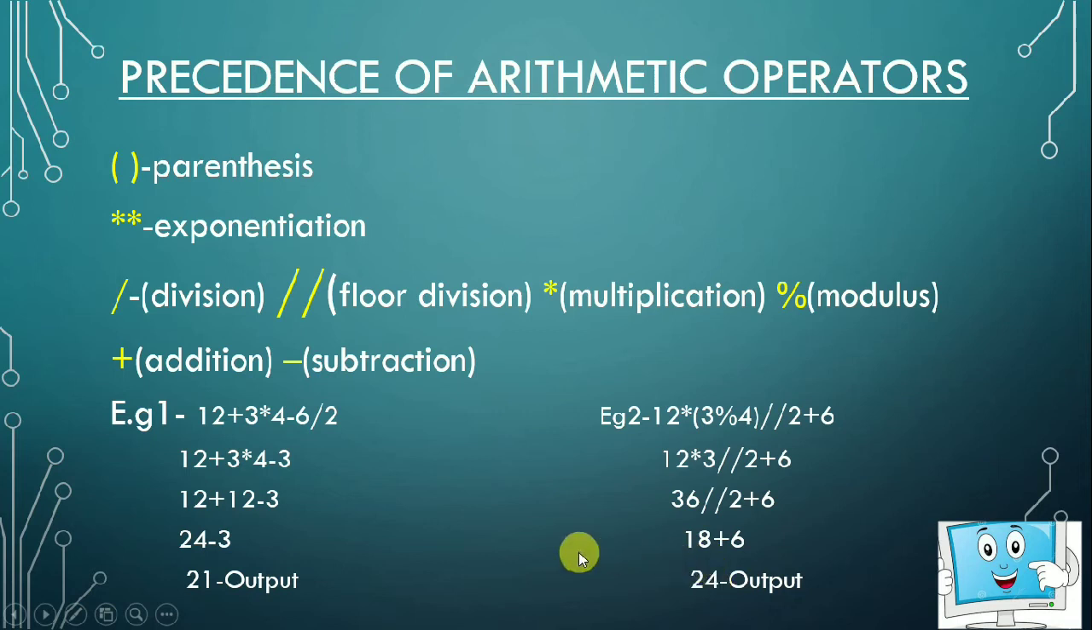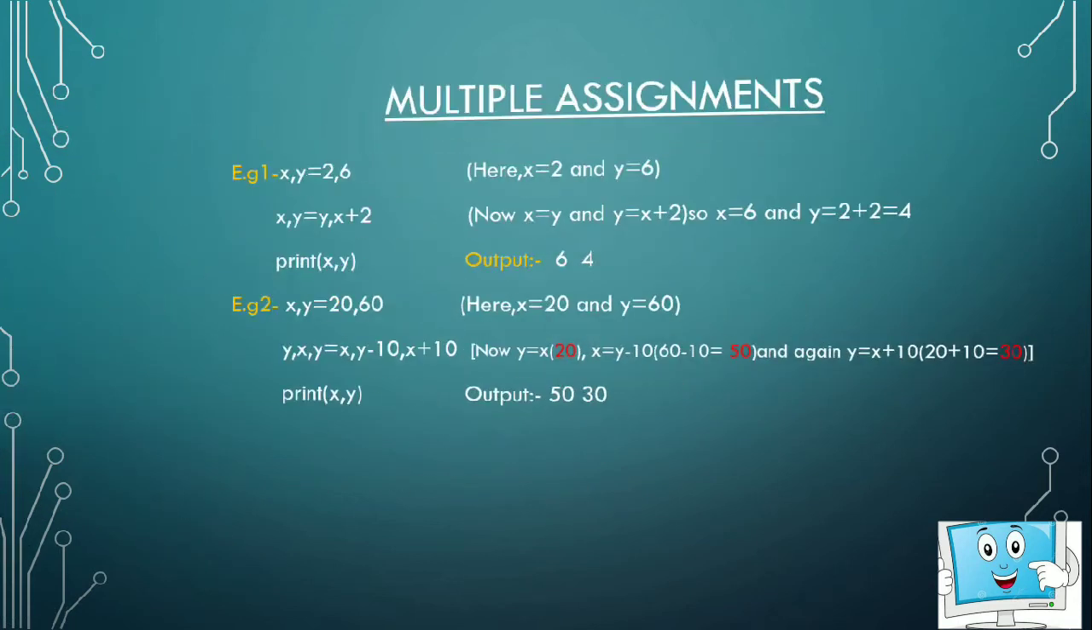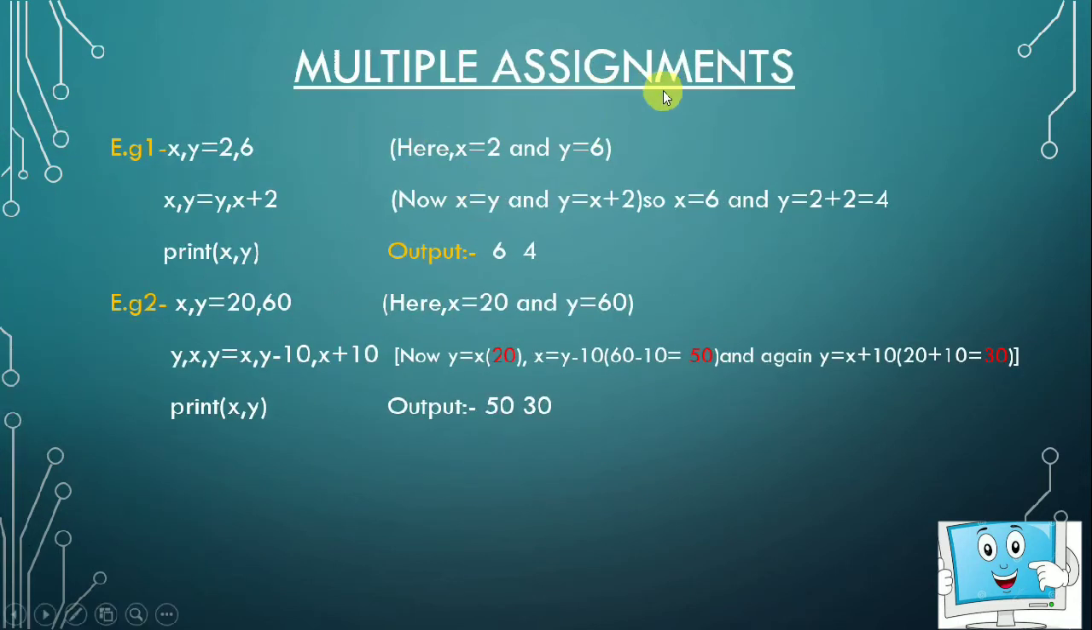Next is multiple assignments. As we have learned before, if we are given two variables and they are assigned values, the first value will go to the first variable and the second value will go to the second variable. Let us see an example. x, y equals 2, 6. What does it mean? The value of x is 2 and the value of y is 6.